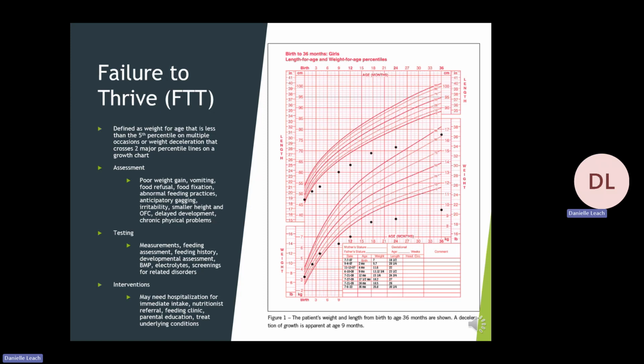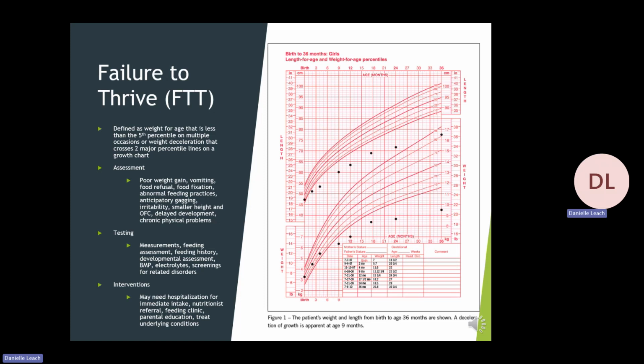Failure to thrive, or sometimes just FTT for short, it's defined as a weight for age that is less than the 5th percentile on multiple occasions, or weight deceleration that crosses two major percentile lines on a growth chart. So if you're looking at this growth chart on the slide, if you're looking at the weight one, you can see, especially on that one, a little bit easier than the length, that at the beginning, the child is, it's kind of hard for me to see, but maybe somewhere around like the 40th percentile for weight. And then after a few months, they literally just fall completely off the chart.